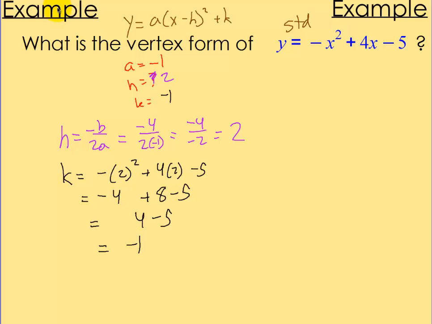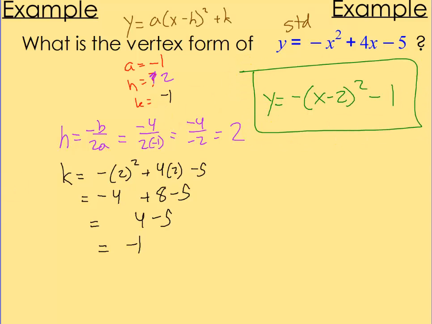Now I have all the key parts there, I can just plug it in. The vertex form is going to be y equals a, so negative quantity x minus h, minus 2, squared plus k, or -1. That is the vertex form. That's it.